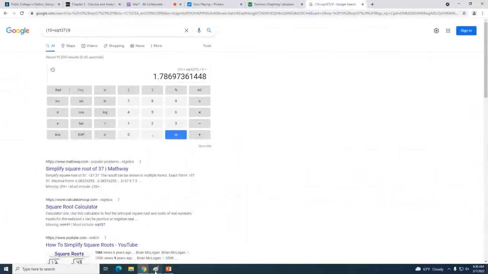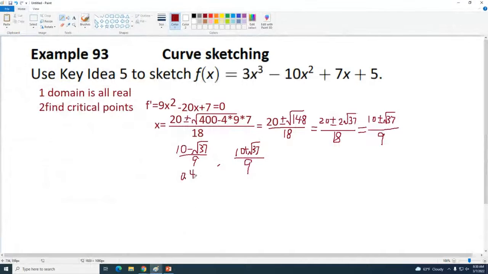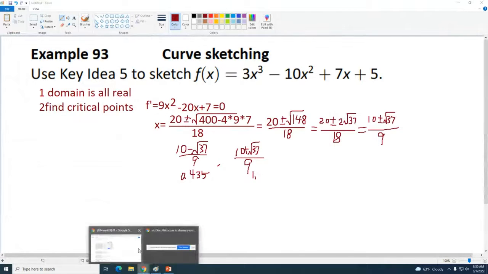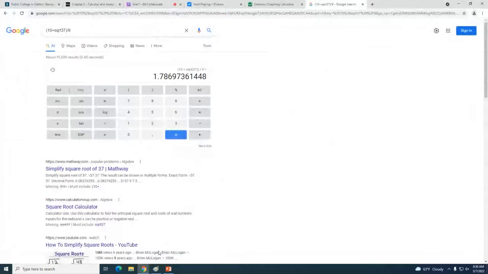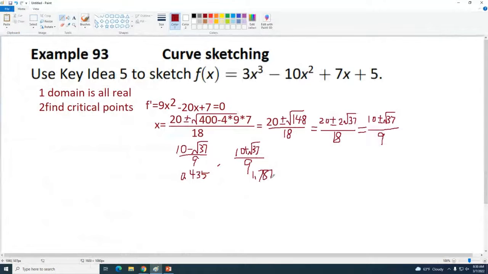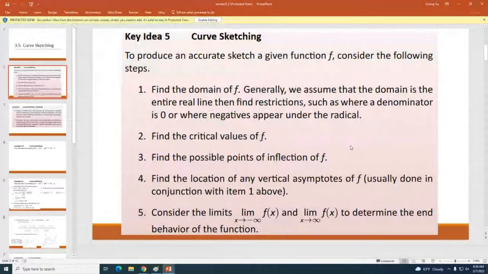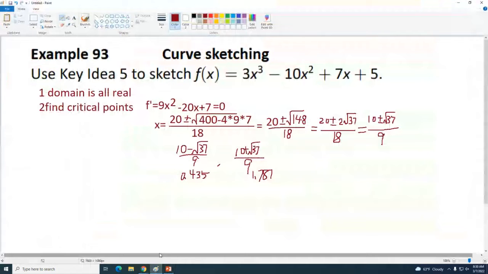All right. So basically, we know this is roughly 0.435, and this is roughly 1.787. The radical form is the accurate solution, but the decimal makes it easy for us to mark it on a number line, so we can see it. So that's our step 2. We can actually graph it for increasing and decreasing. But step 2, we're supposed to find a critical point. That's done. And step 3 was to find the inflection point. So we're going to move on to the next step.